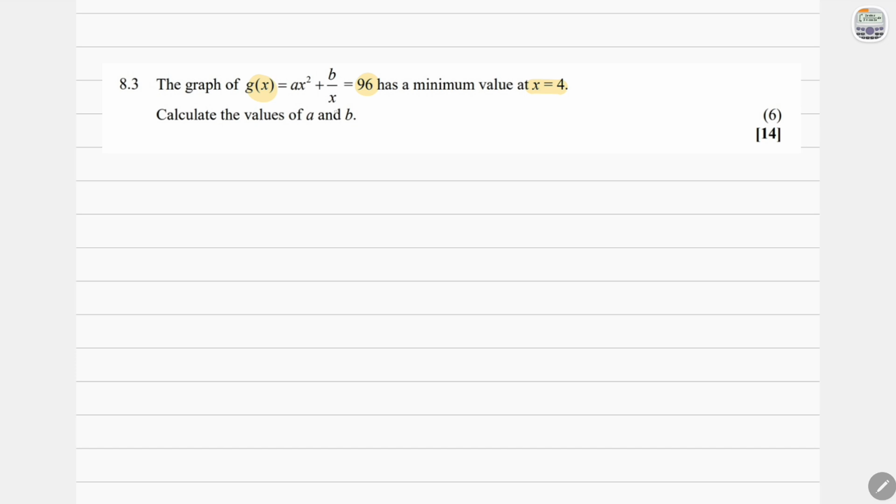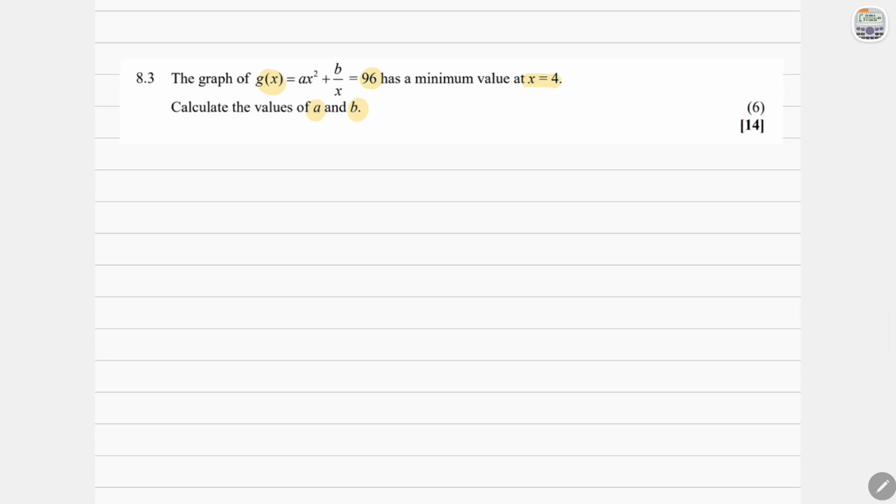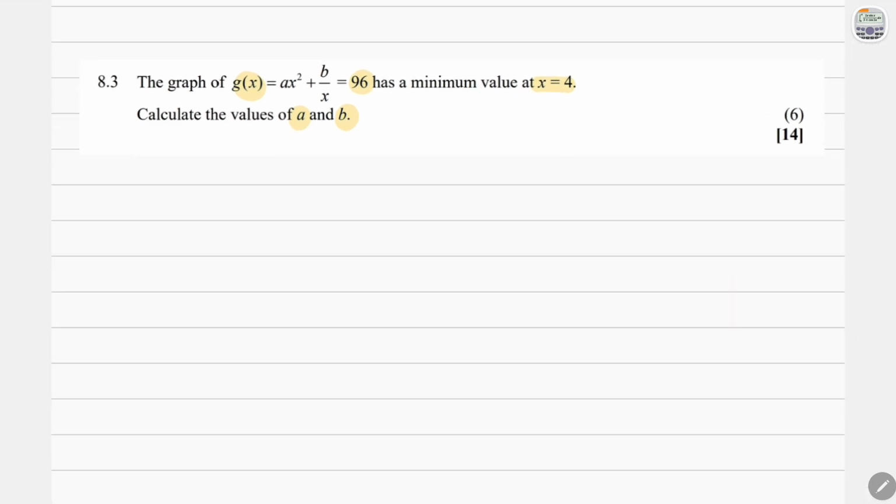Okay, so they want us to calculate the values of a and b. So at this point, you'd probably notice that in order to find two missing variables, you need two pieces of information or two ways to form two equations. And they've actually given us this. So they told us that this graph has a minimum at x equals 4. So it means that we have this graph g of x, and at 4, and the y value that corresponds to this is 96. That there is a minimum at this point.